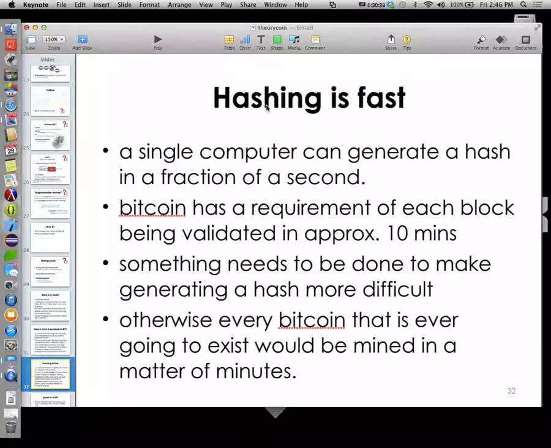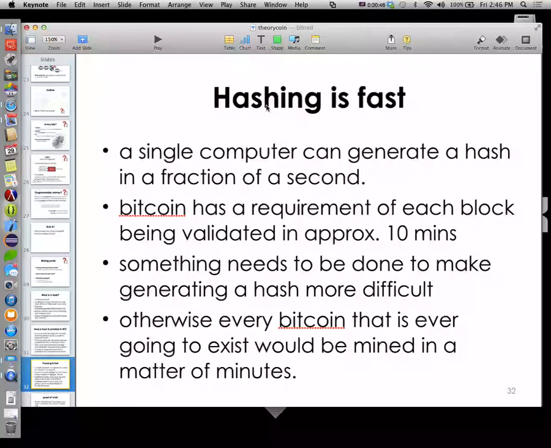Because people started building mining rigs, which was just a computer with 4 graphics cards in it, all linked together, just mining, making guesses. So it was almost their own little mini pool, until that wasn't fast anymore.